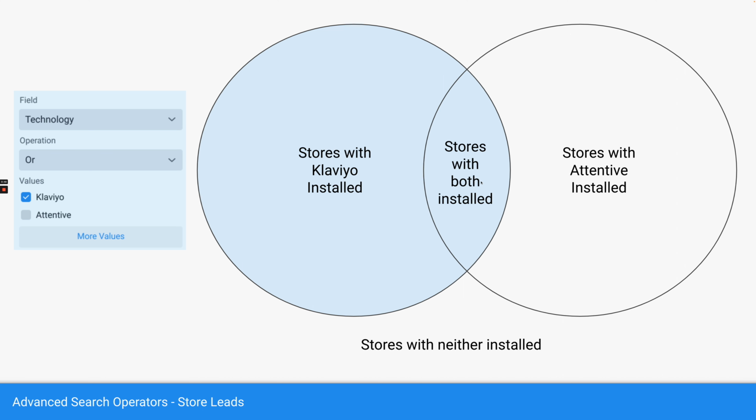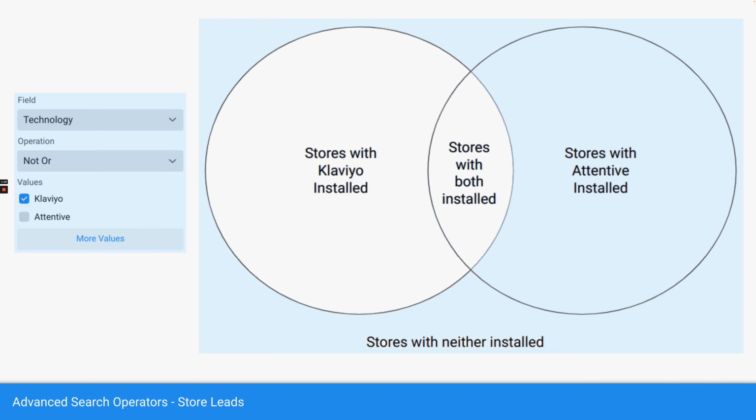So if we had just picked Klaviyo, it would show results for stores that have Klaviyo installed, and it would show results for stores that have Klaviyo and Attentive installed. Similarly, if we picked Attentive, you get the inverse of this. And then if we pick both, you would get stores that have Klaviyo, stores that have Attentive, and stores that have Klaviyo and Attentive, but you wouldn't get stores that don't have any of these apps installed.